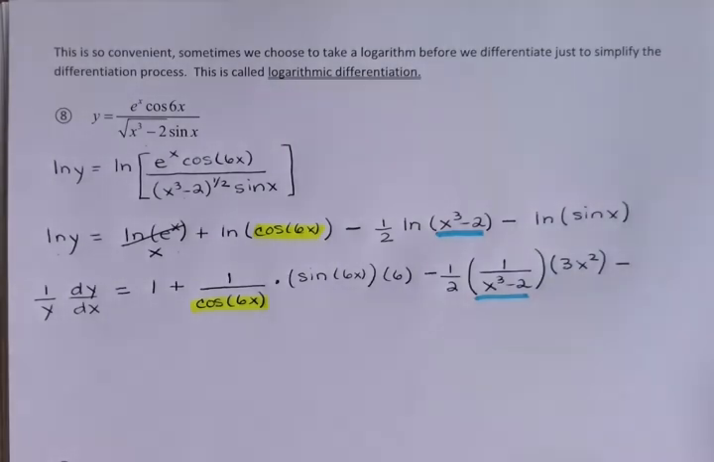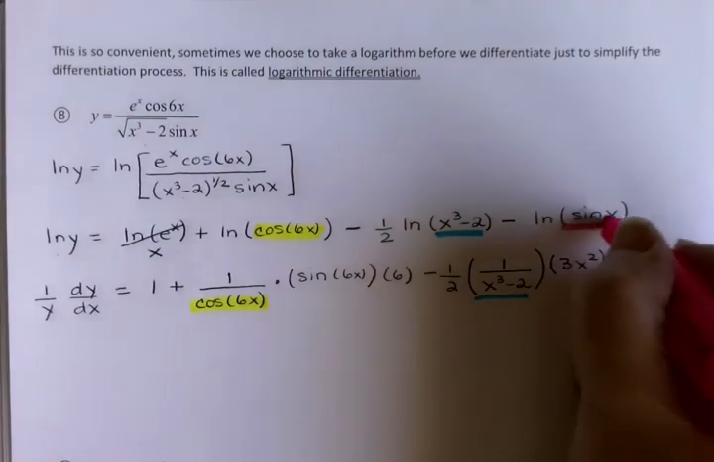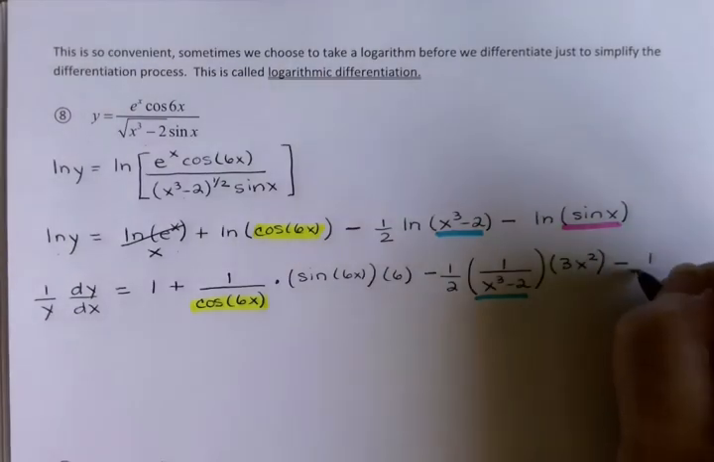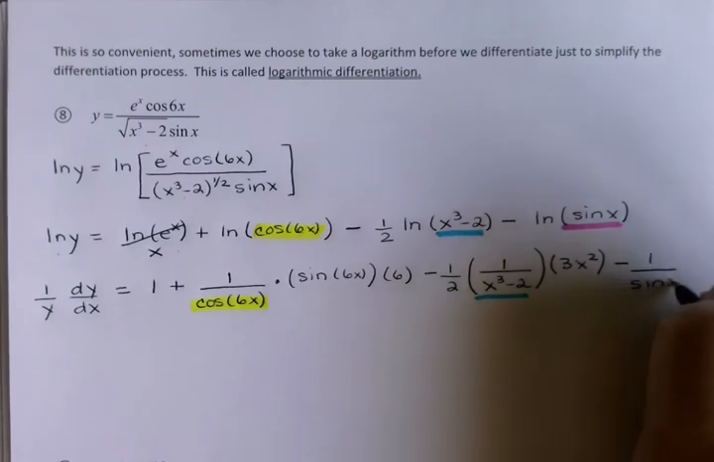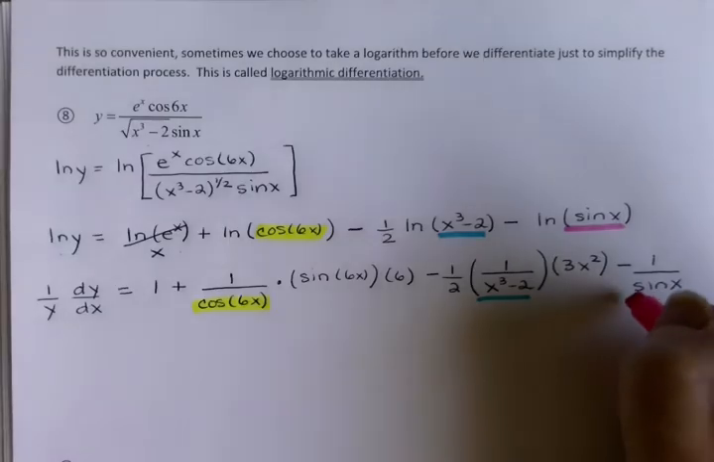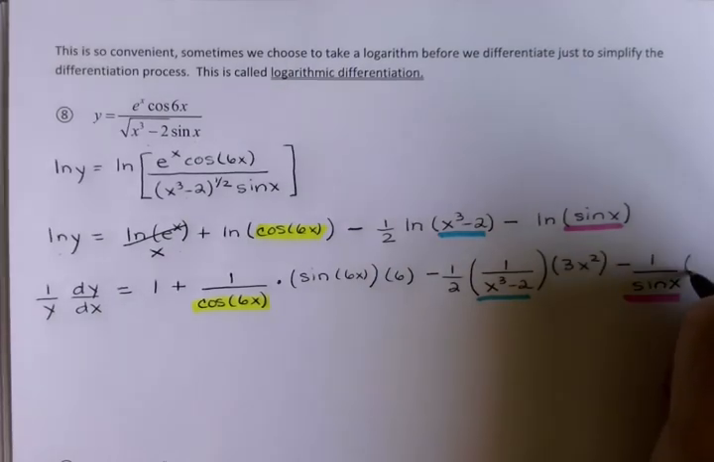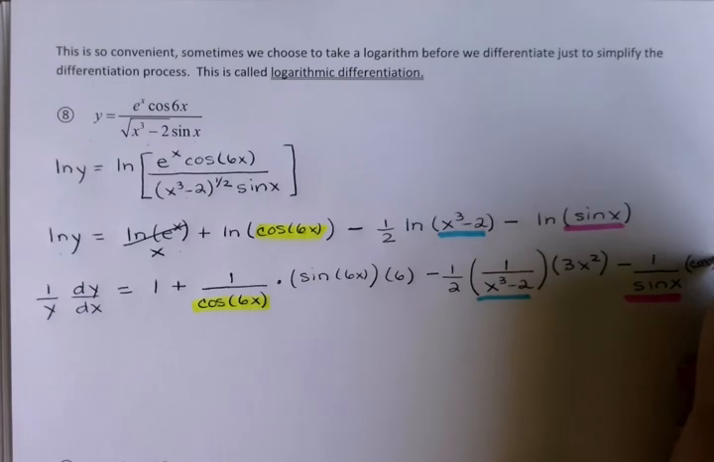Same idea here. What's inside the natural log, sine x, goes in the denominator. So 1 over sine x. And then chain rule times the derivative of sine x, which is cosine x, if I can sneak that in there.